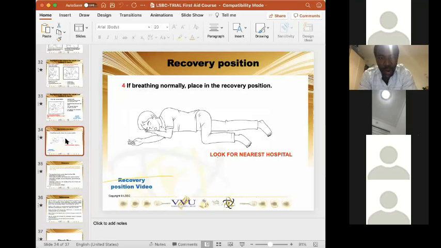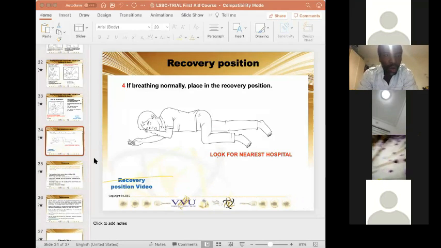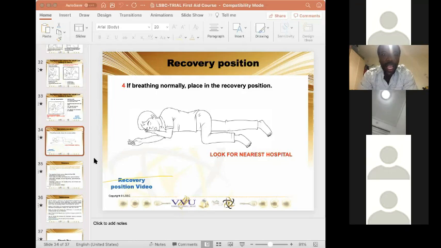Again, I will go back to the video. Watch the last video on your learning management system. On the slides that you are using in your learning management system, scroll down. The last video is titled Recovery Position Video. I think there is a small error there. Please click on it, and there is a video that demonstrates how to put a casualty, for example an athlete, into a recovery position.